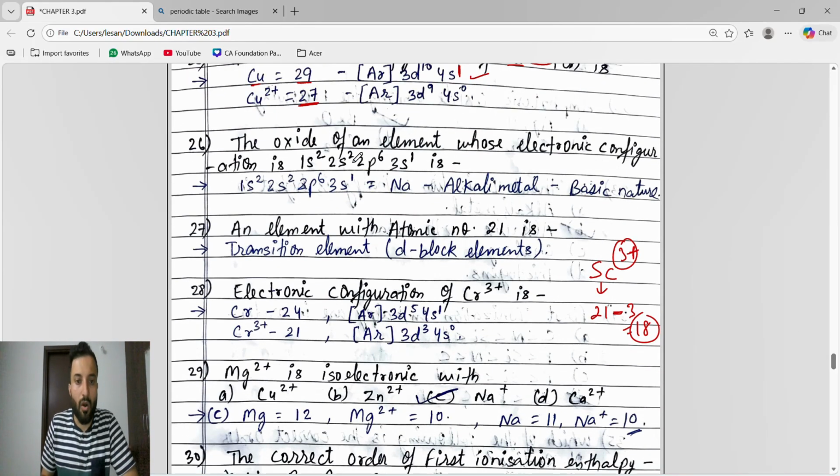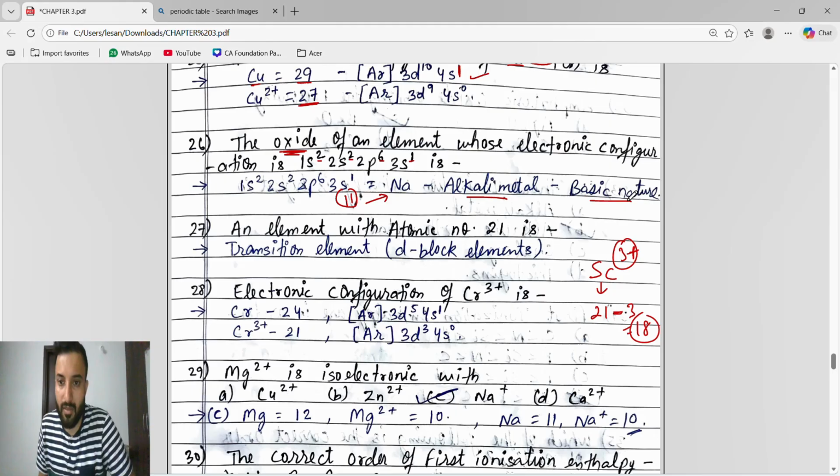Next, the oxide of an element whose electronic configuration is this much. According to the electronic configuration we can find the atomic number. The electronic configuration 2, 2, 6, 2, 6, 1 gives atomic number 11. Atomic number 11 is sodium. So guys, sodium is what? Alkali metal. The oxide of an alkali metal is basic in nature. Okay.